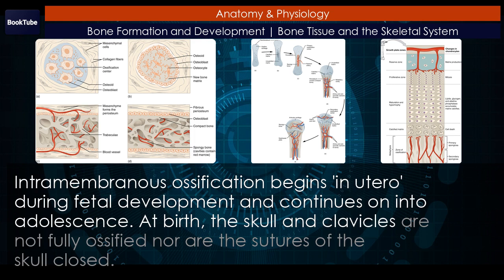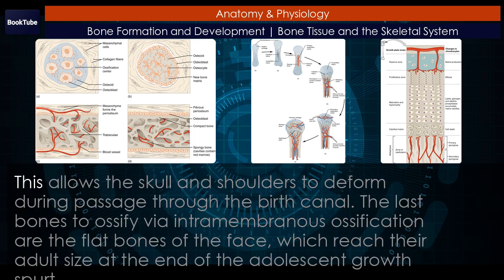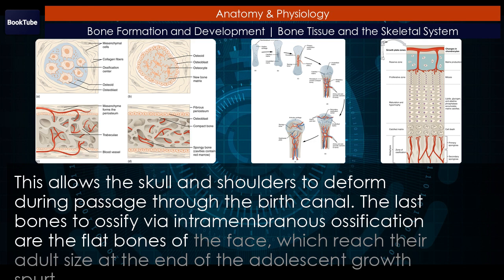At birth, the skull and clavicles are not fully ossified, nor are the sutures of the skull closed. This allows the skull and shoulders to deform during passage through the birth canal. The last bones to ossify via intramembranous ossification are the flat bones of the face, which reach their adult size at the end of the adolescent growth spurt.